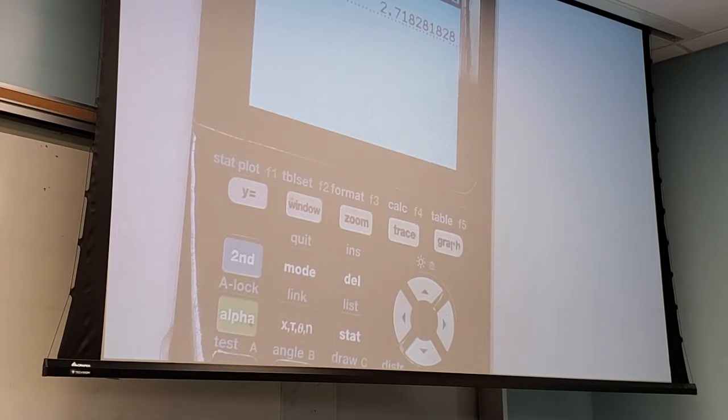A slightly more interesting place that this comes from is if I graph 1 over x, just the positive part. And I start at 1. How far do I have to go until the area there is 1? The answer is this number. If I go from 1 to e, the area under this is 1.